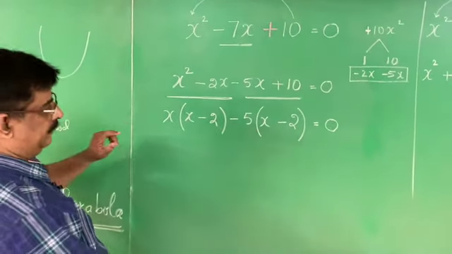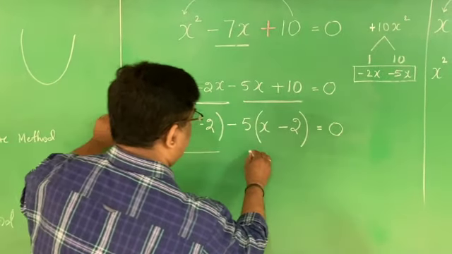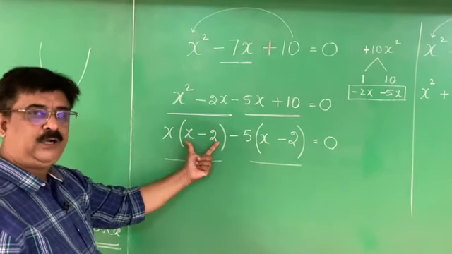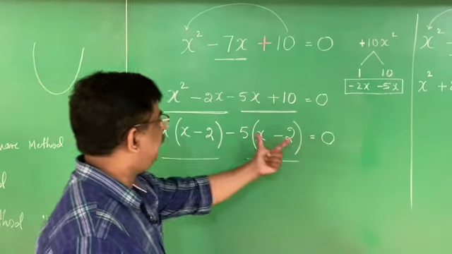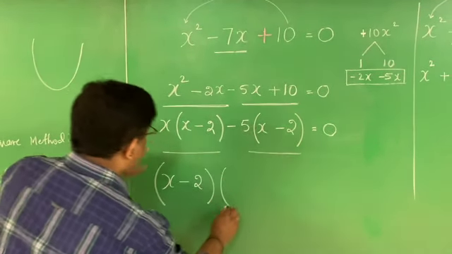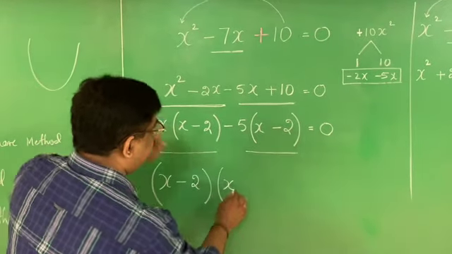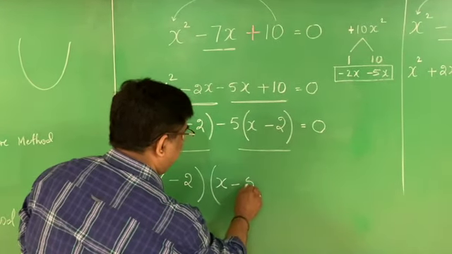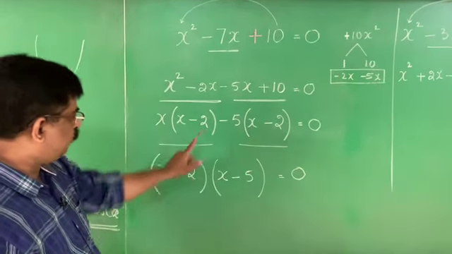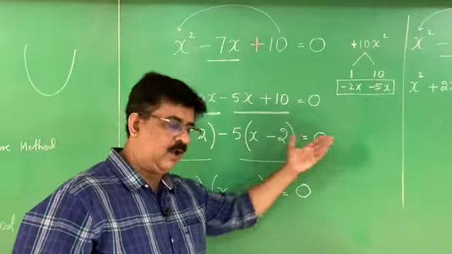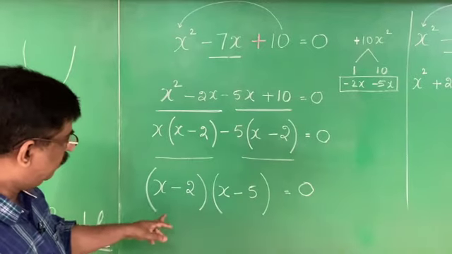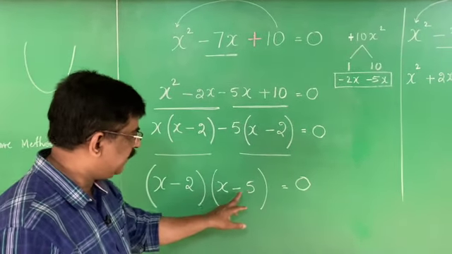Now we have 2 things here. See, this one and this one. Between these two, which is the common factor? x minus 2, I told you, x minus 2 is common. I take x minus 2 as a common factor. Left with what? x. Here left with what? Minus 5 is equal to 0. x minus 2 into x minus 5 is equal to 0. Or you can write x minus 5 into x minus 2 is equal to 0. Commutative property.